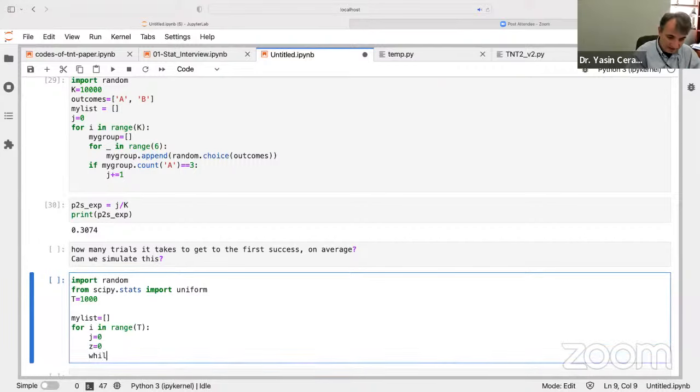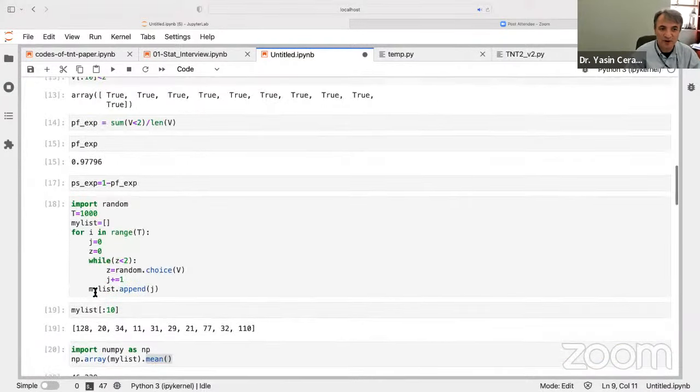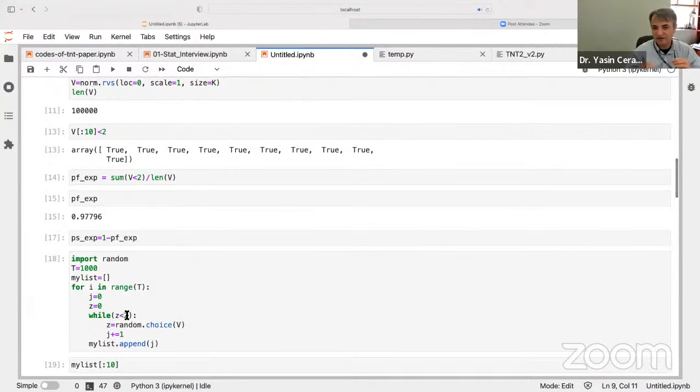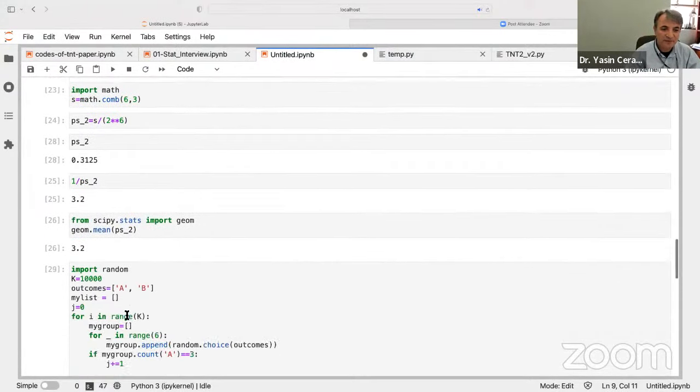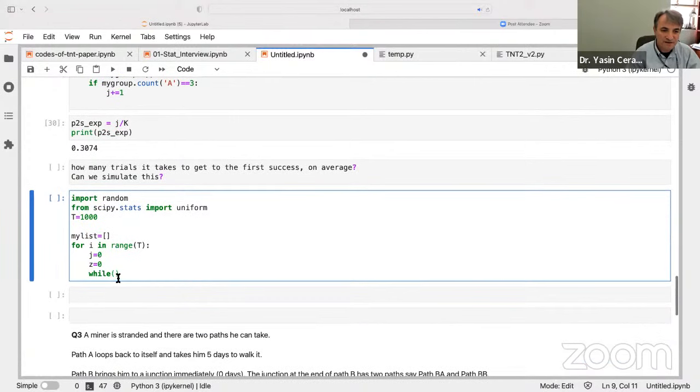Remember last time I said while Z is less than 2. We used that while Z is less than 2, where 2 is the threshold value. Here, our threshold value is actually the probability of failure. While Z is less than the probability of failure. So we found the probability of success, so I'm going to use 1 minus this value: 1 minus P2S_exponential.